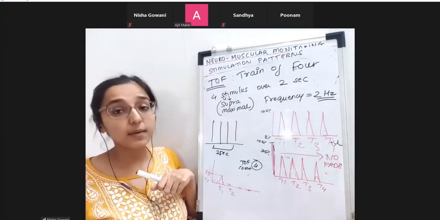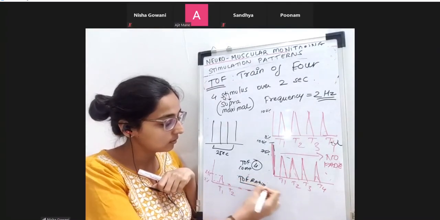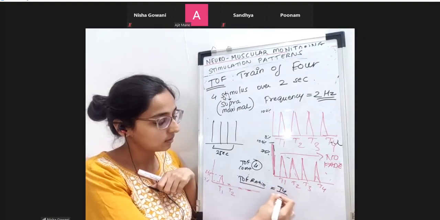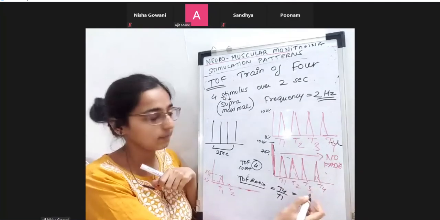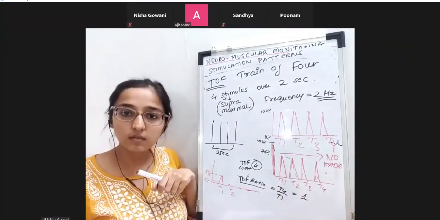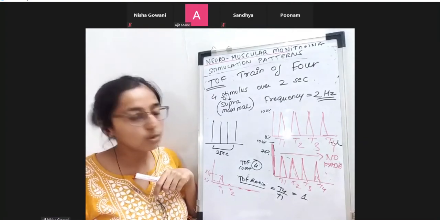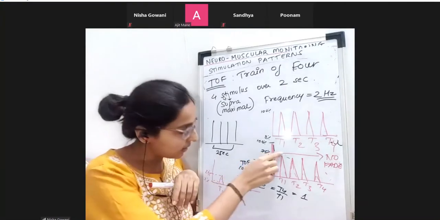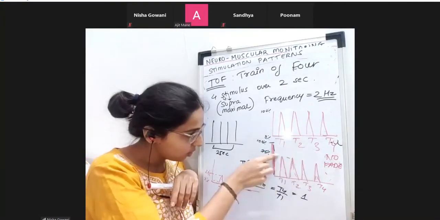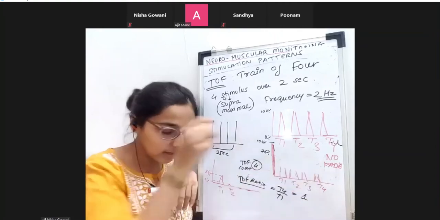Senior is telling now, tell me the TOF ratio. What is the TOF ratio here? 1.75. Height is 100. Okay. Now you don't have patience only. You have pressed the button again. Okay. You pressed the button again. You don't have patience.